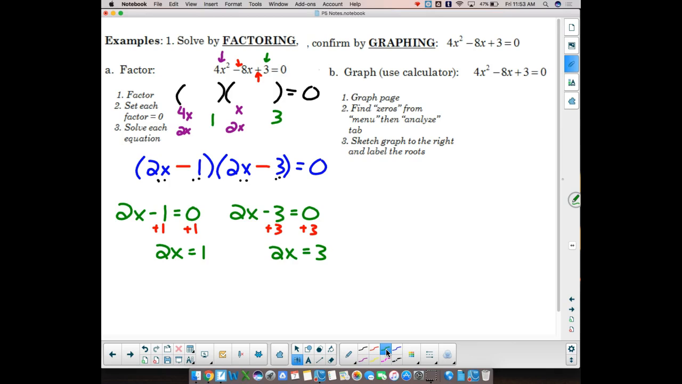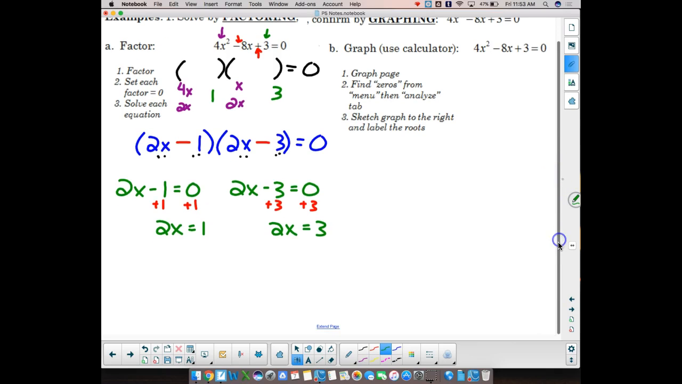Oops, it's way over here now. And then divide by 2 on both sides. Oops, this one, that's red. So then that gives me x equals 1/2 and x equals 3/2.